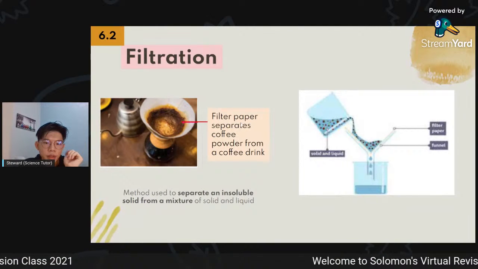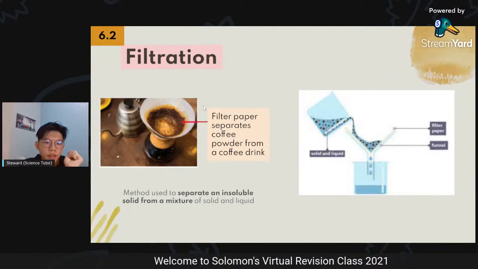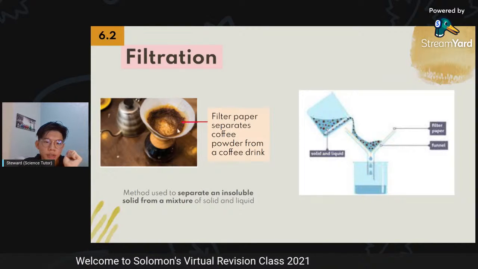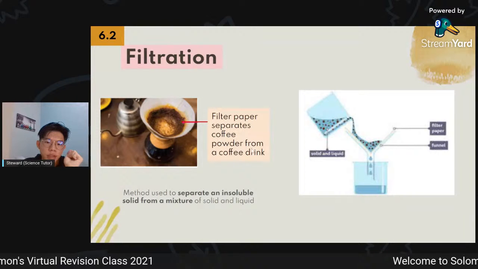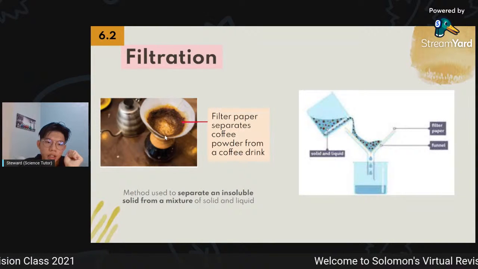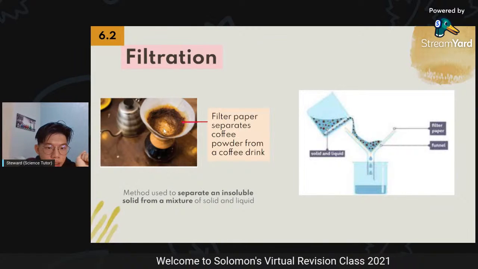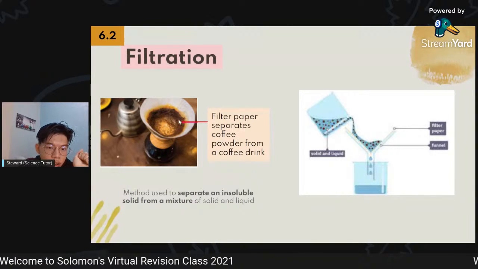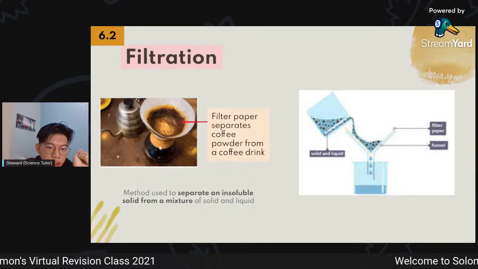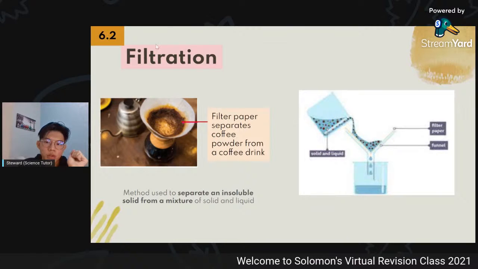Okay, the filter paper, for example, here we've got this very simple method in a real life situation. The filter paper separates the coffee powder from the coffee drink. Maksudnya kita letak powder kat sini kan, lepas tu kita tuangkan air panas, lepas tu kita akan keluar kopi. Lepas tu ni filter paper dia akan halang ni powder daripada jatuh dalam kopi ni. So this is one example of filtration.